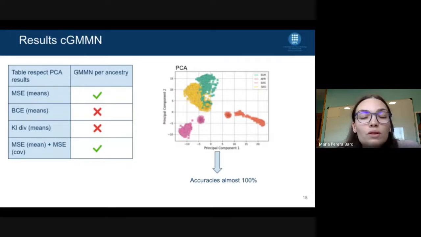The results of the conditional moment matching network are not as good as the previous ones. The binary cross entropy and chi divergence did not form clusters, and the mean square error between the means, with adding the covariance, did form clusters, but the generated data is not perfectly fitted in the real data. And also the accuracies were almost 100%.